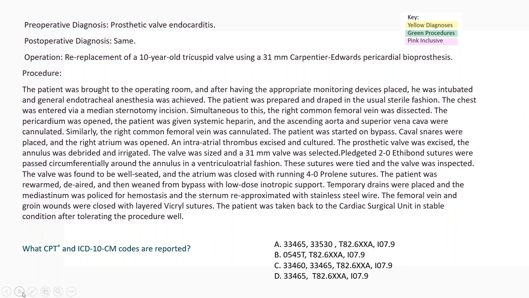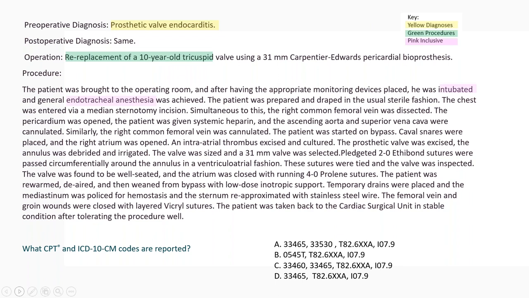Yes, now I will move on and solve the case for you. The preoperative diagnosis and the postoperative diagnosis for this case is the same, and it is going to be prosthetic valve endocarditis. The operation performed is a re-replacement of a 10-year-old tricuspid valve.